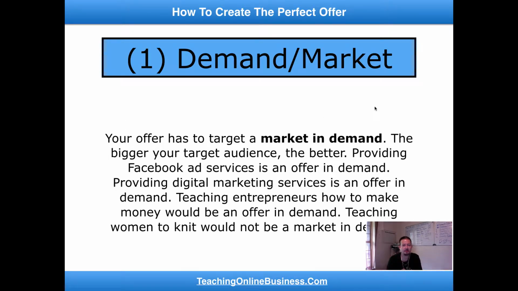So our first pillar, and one of 2 vital pillars in creating a perfect offer, is demand and market. Your offer has to target a market in demand. The bigger your target audience is, the better. Why? Because that means there's more opportunity for you to make sales. Now, how do we figure this out? You do your due diligence. You do your research. You look at your competitors. You see what's in demand. What big problems are you continuing to see when you do your research? That's what you need to focus on.